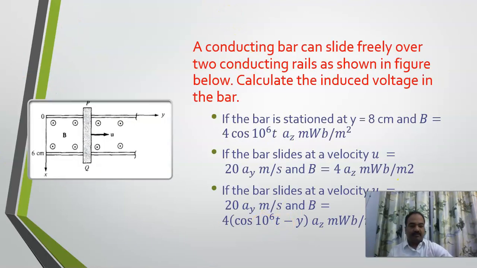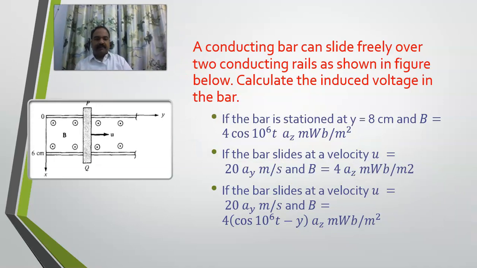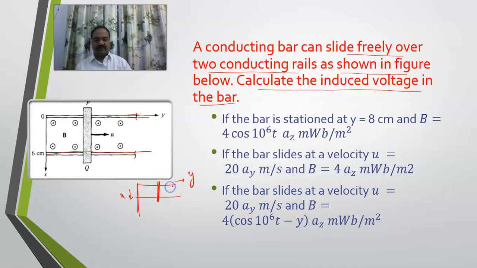See, this is a simple problem where a conducting bar can slide freely over two conducting rails as shown in the figure. Calculate the induced voltage in the bar. So this is just like a train track, and this is just like a trolley or a train which can move freely in either direction. In this case, they are taking the origin, and they are considering an x-axis and a y-axis. And they are saying that this is the track and this is your train or trolley.